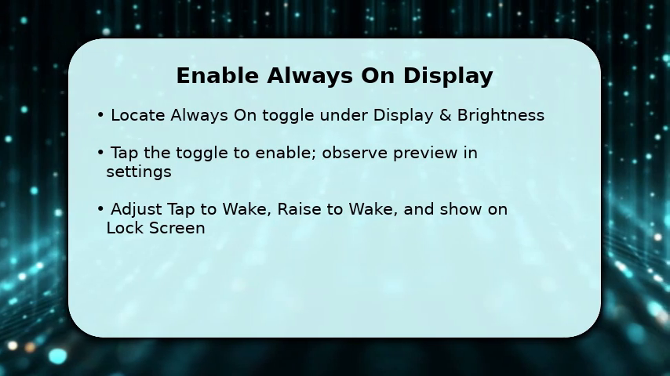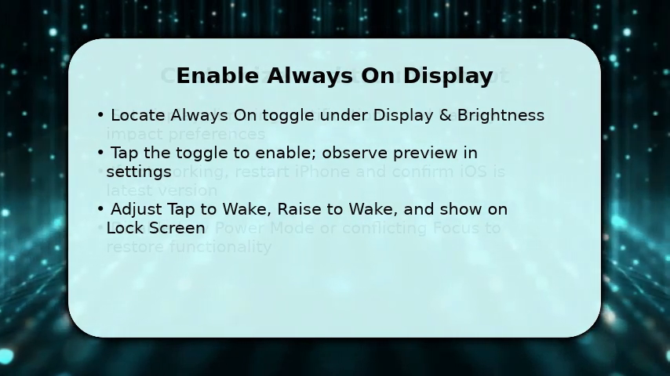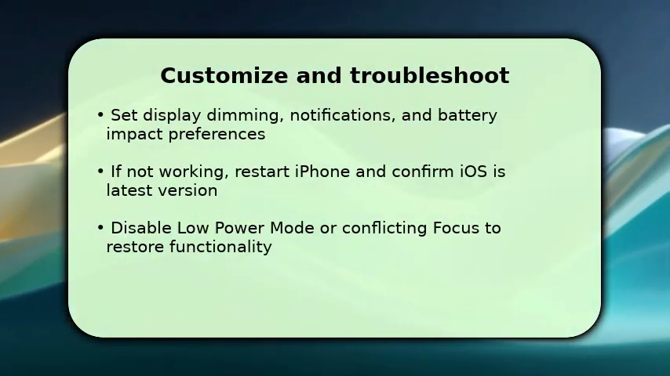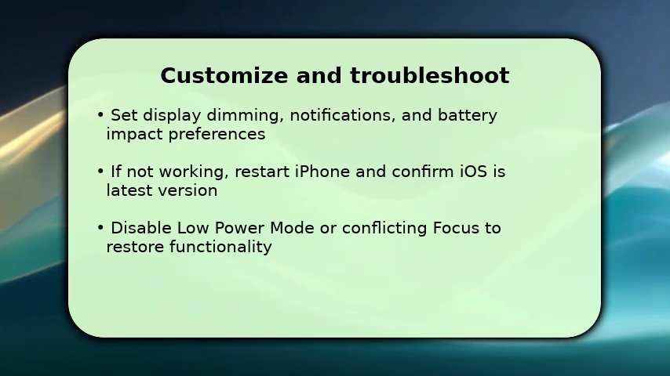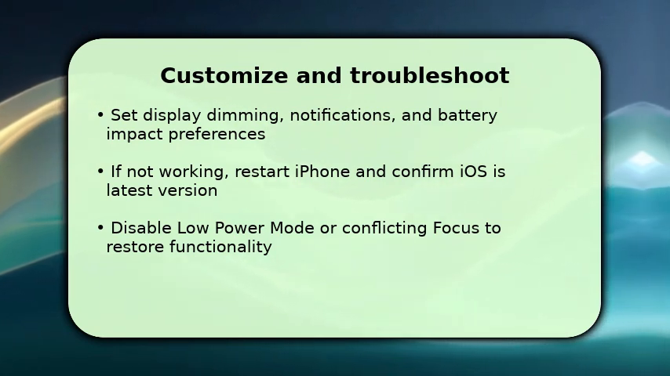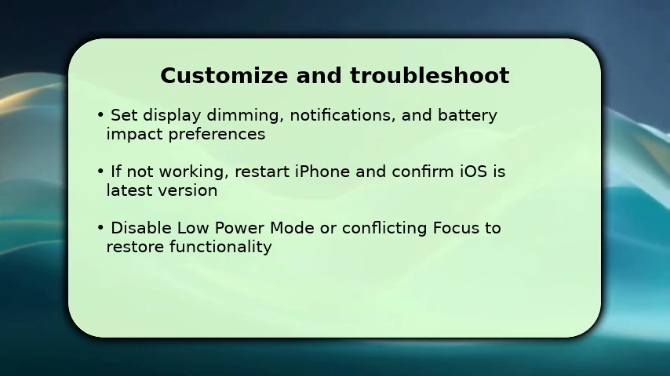You finish by customizing how much content shows and whether notifications appear on the always-on display, because those choices affect battery use and privacy. If the feature doesn't activate, restart your iPhone and check for an iOS update. Software fixes often restore missing toggles.